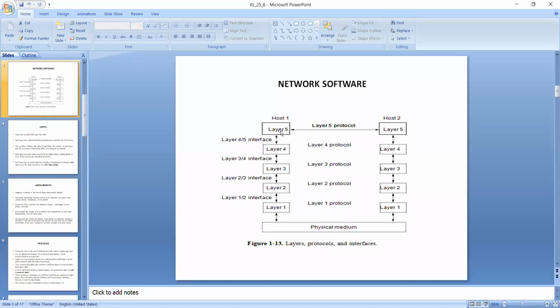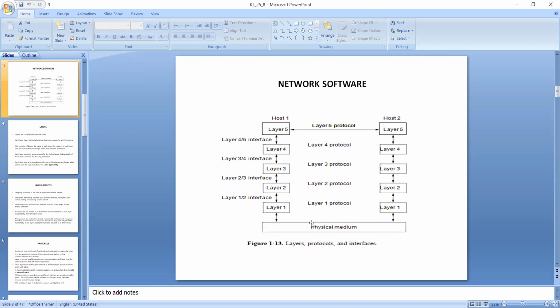The communication between layer 5 and layer 4 is the direct communication. From layer 4 to 3 direct, 3 to 2 direct, 2 to 1 direct. But the communication from layer 1 in host 1 to layer 1 in host 2 is virtual communication. And one more important thing is whatever data is transferred from layer 5 is transferred to the lower layer 4, and then to 3, then 2, then 1, and finally the actual communication takes place through this physical medium, which accepts data in binary form.